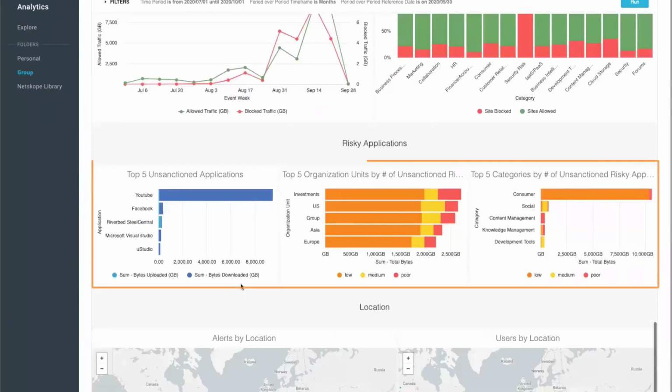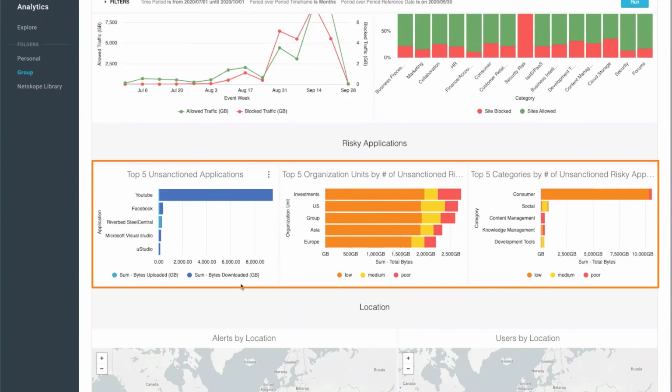And then next we have risky applications. This is breaking down the list of unsanctioned applications, so applications that haven't been vetted or approved by either IT or the information security team, and just looking at their usage. So looking at data flow, bytes uploaded, bytes downloaded, but also looking at this across the type of OU, so looking at the potential types of risk being associated with the use of unsanctioned applications.